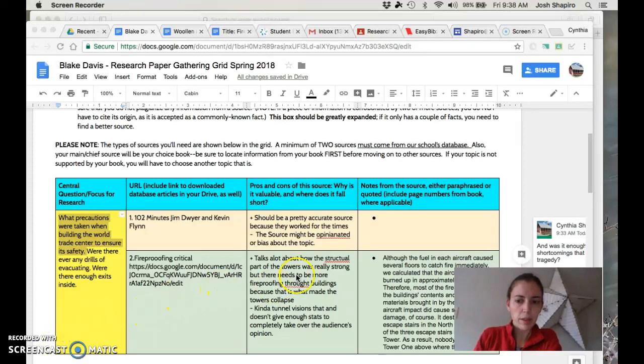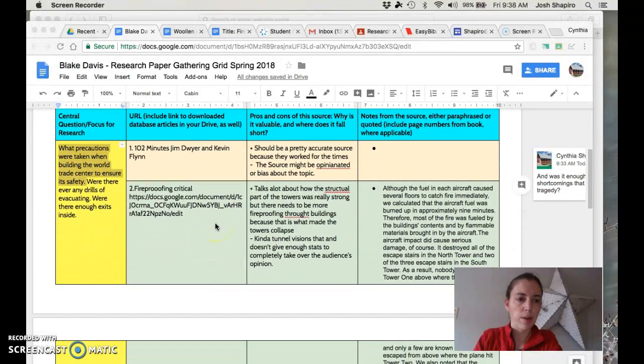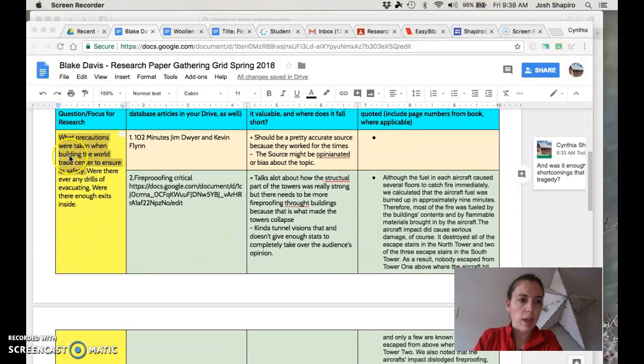All right, hi Blake. So here's what we're going to have you do with your research paper. And I know you said you were having some trouble with the outline too. I'm looking at your grid right now, and I added something onto your question. I added a comment over here that might help you when you're organizing your information.